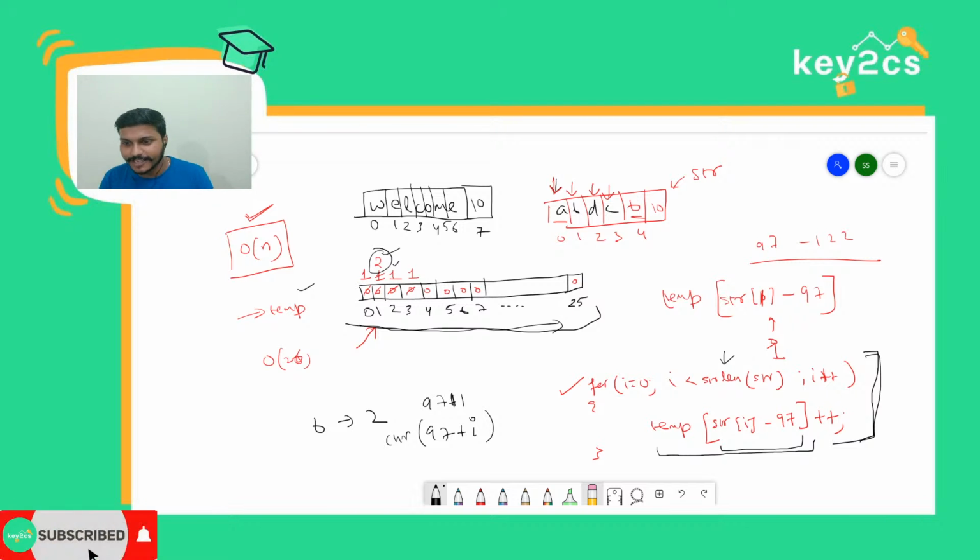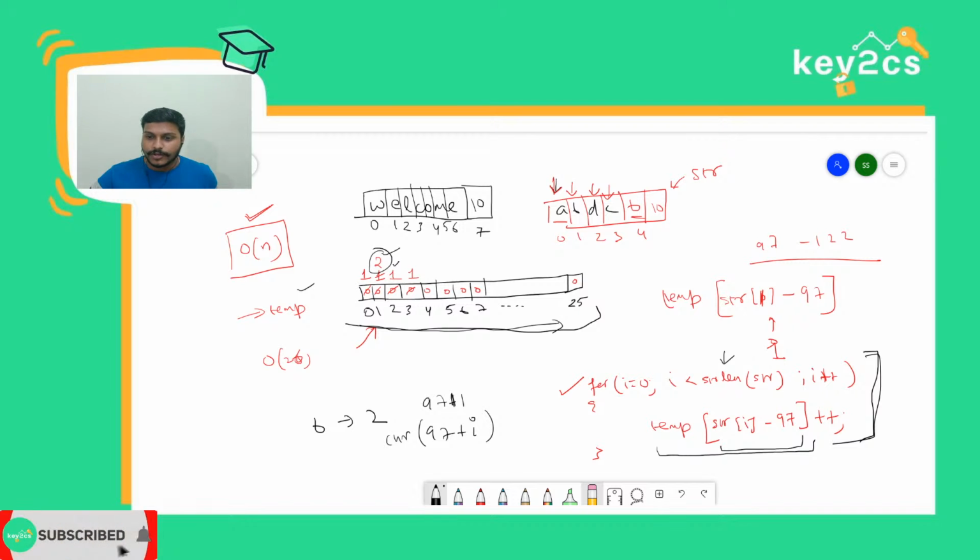Is that fine, guys? Let me know in the comment section. Did you understand these 3 problems? First is pangram, second is finding out the frequency of each character present in a string, and third is the number of unique characters. Clear, right?